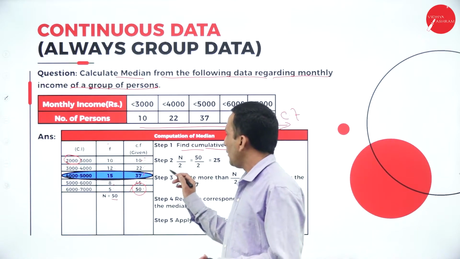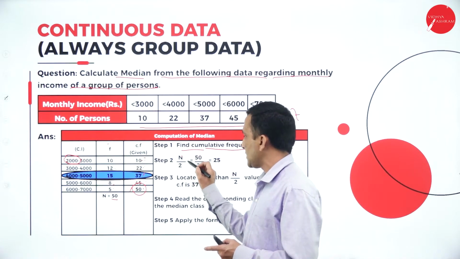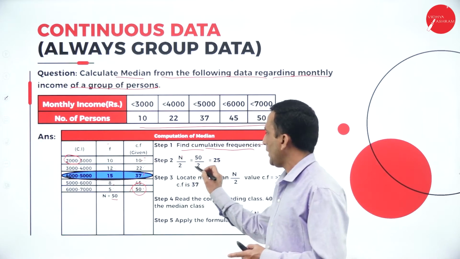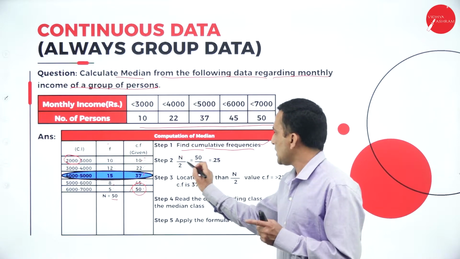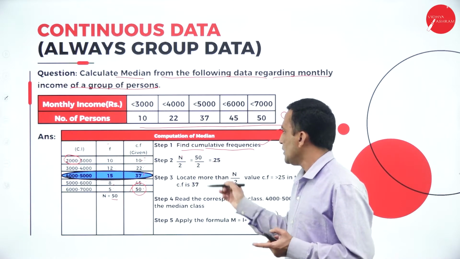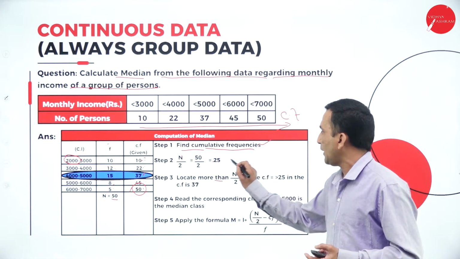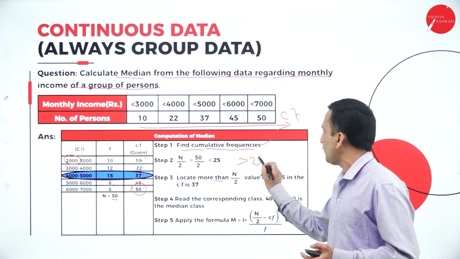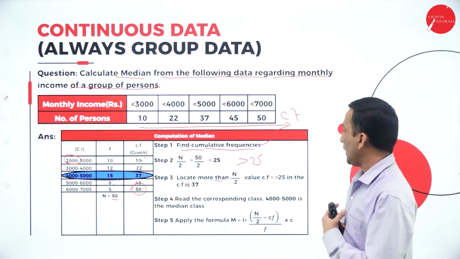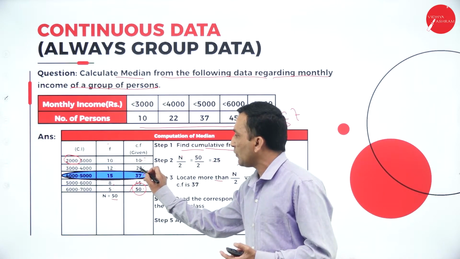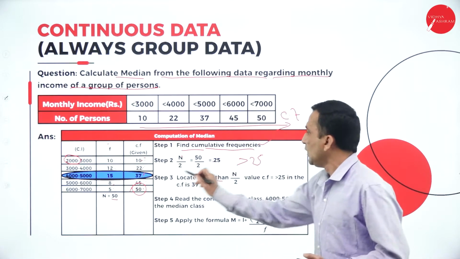Second step, n by 2, because we need to locate the median class. So 50 divided by 2, you are getting 25. This 25 is nothing but your n by 2 value. Now the third step, locate the value more than n by 2. From the cumulative frequency you always have to go for more than 25. In this case I cannot take this one, because it is less than 25. Okay, now I can take this one, because it is more than 25.